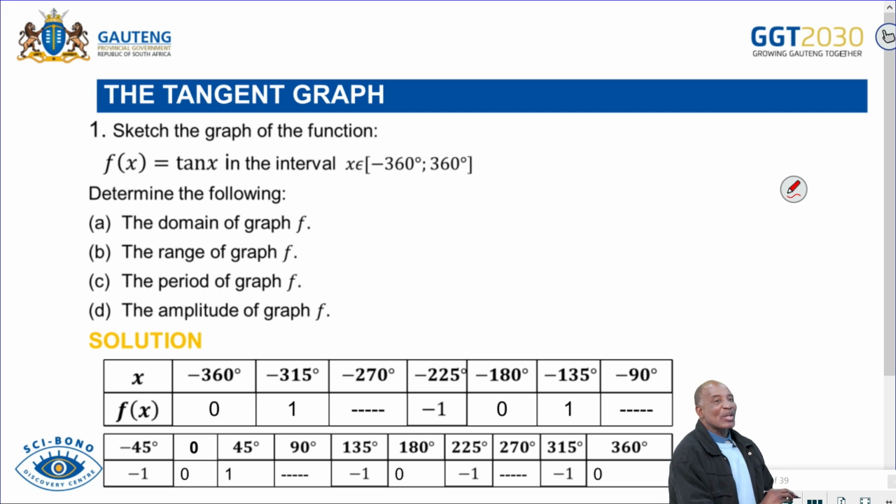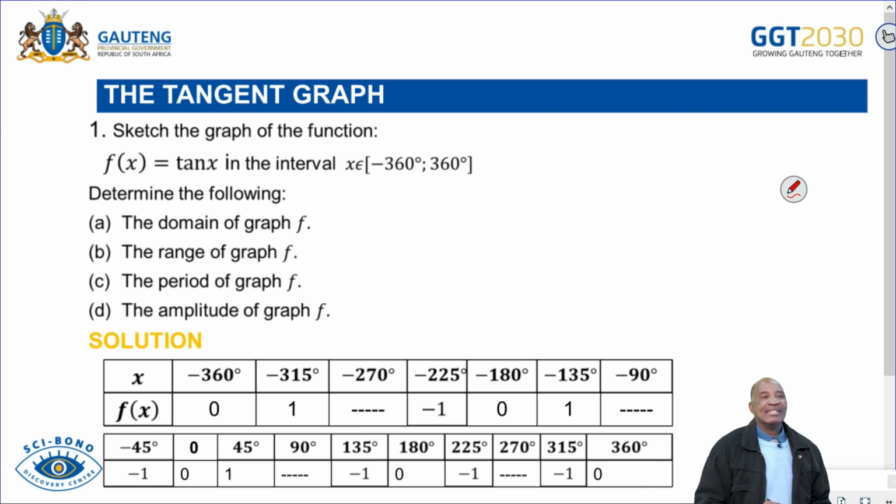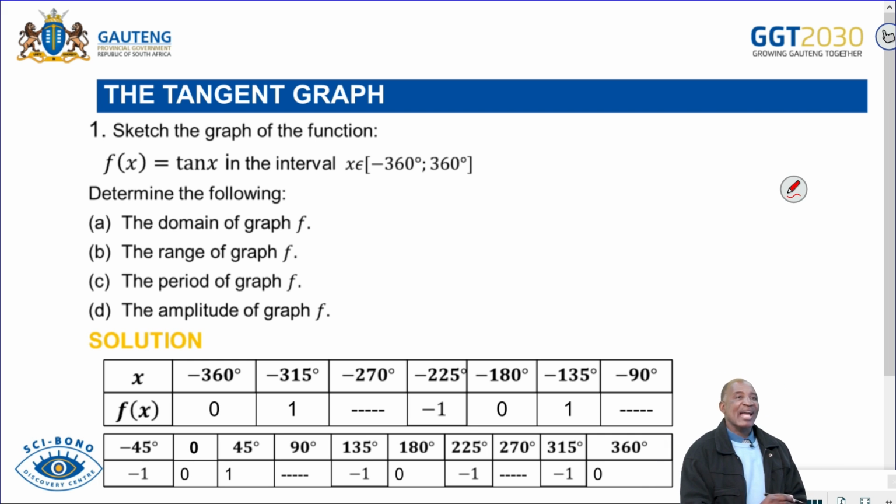Our next graph is going to be the tangent graph. The question reads, sketch the graph of the function f of x equals tan x in the interval x is an element of negative 360 degrees to 360 degrees, and then determine the domain of the function, determine the range of the function, the period, as well as the amplitude. Like the other two functions that we have just done, we'll find all those characteristics of these graphs: the domain, the range, the period, and the amplitude.